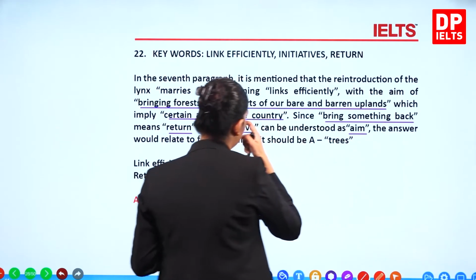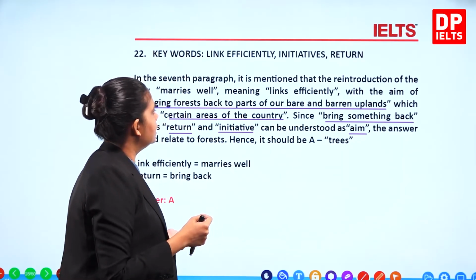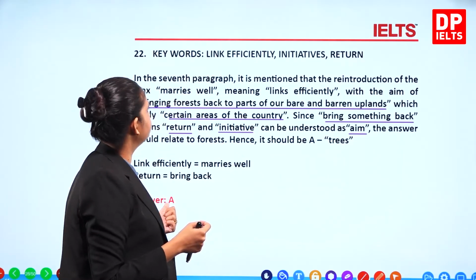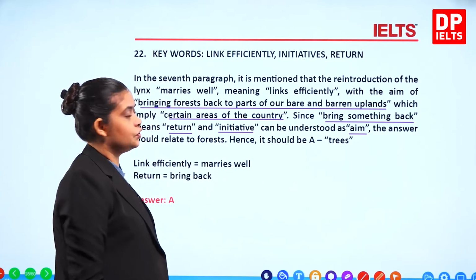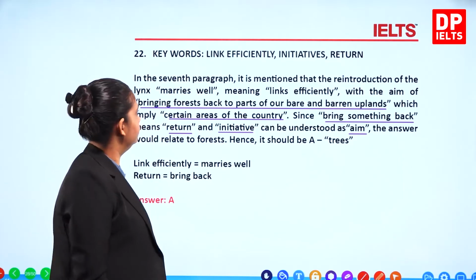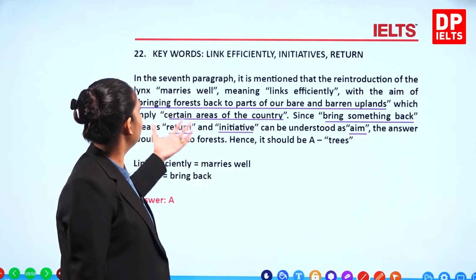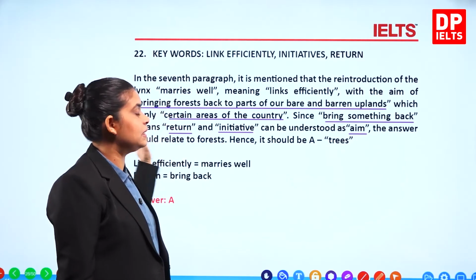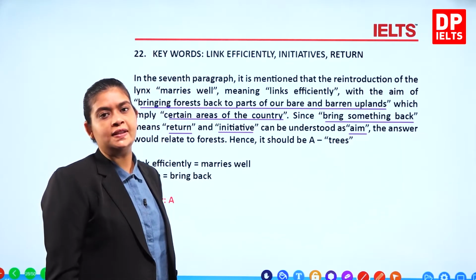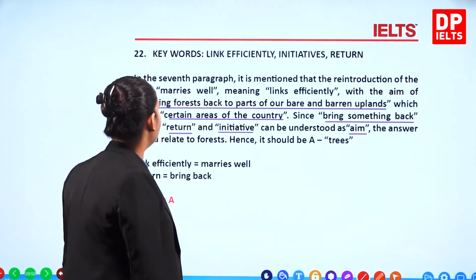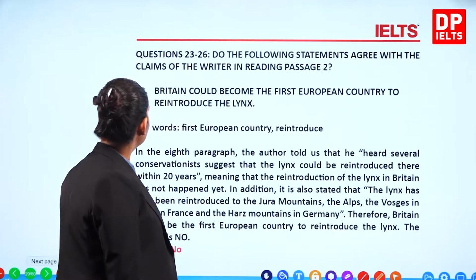So the answer should be trees, right? And therefore, the answer should be A, right? Because you are bringing forests back. So forest means you have a lot of trees. So that's what you should bring back. Return is to bring back.